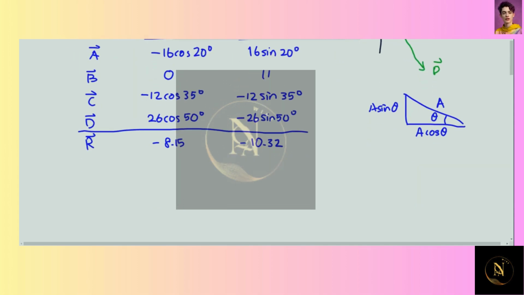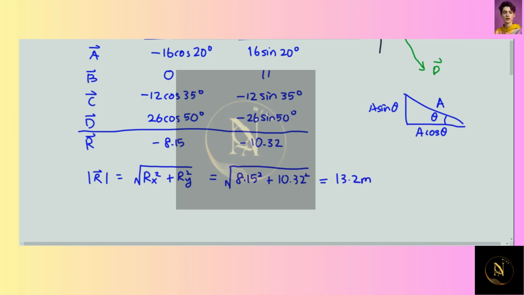Okay, so to find the magnitude of vector R, the magnitude of the resultant displacement, you square the x and y components, sum, and then take the square root. Then you get the square root of 8.15 squared plus 10.32 squared. This is 13.2 meters.